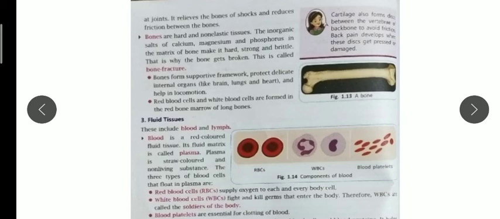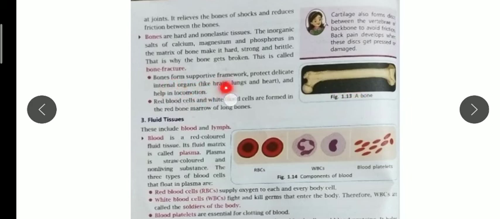So it forms a disc between these vertebrae of the backbone, so that it will not get pressed and cannot be damaged. You can see the picture of a bone. Then we have the bones.